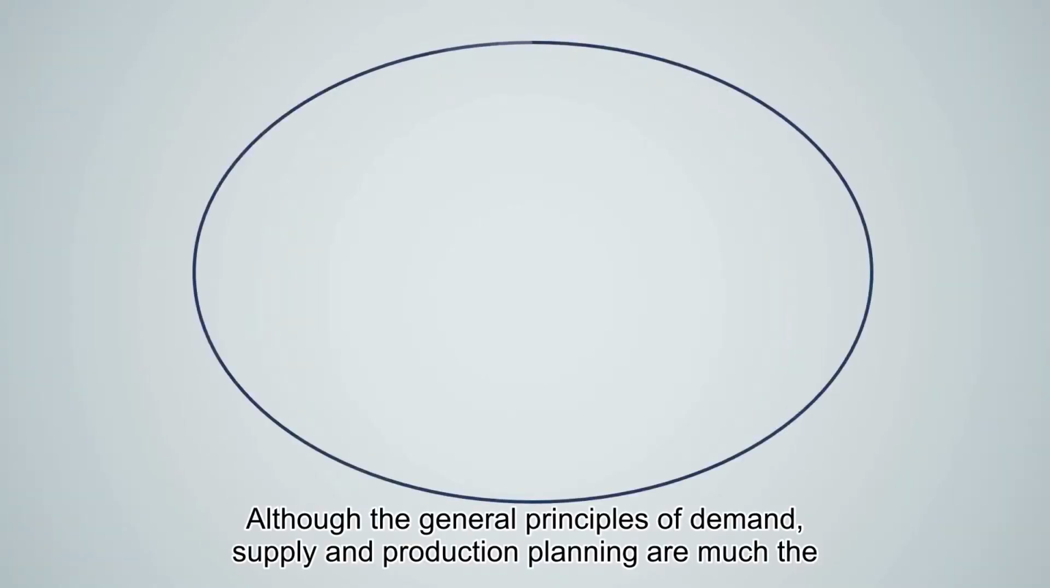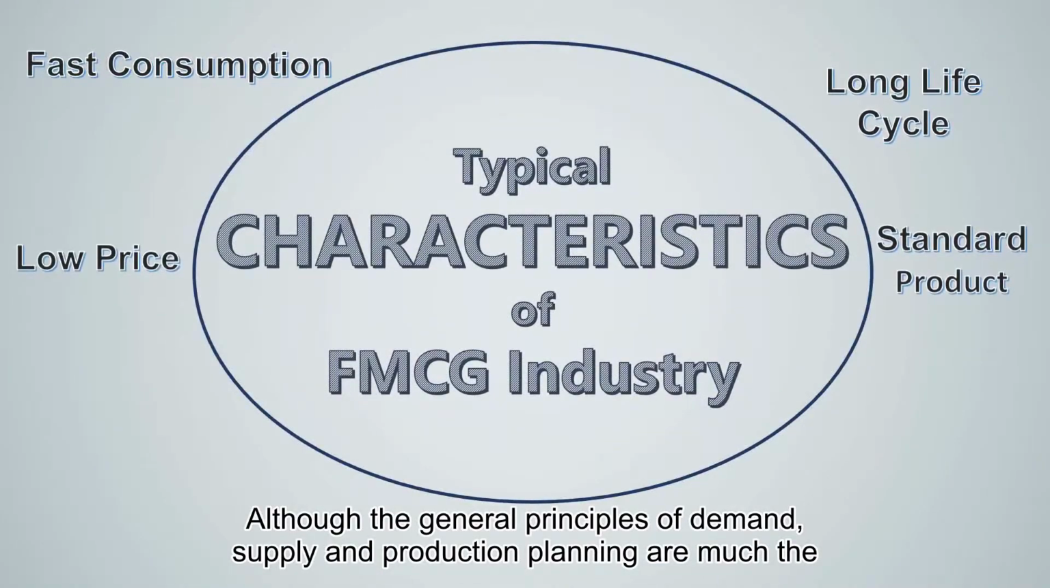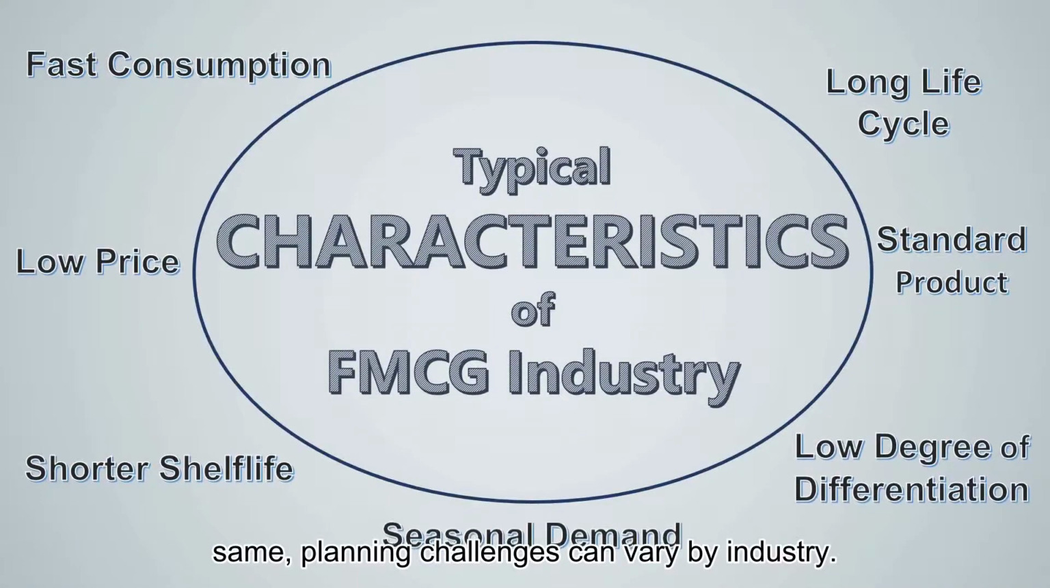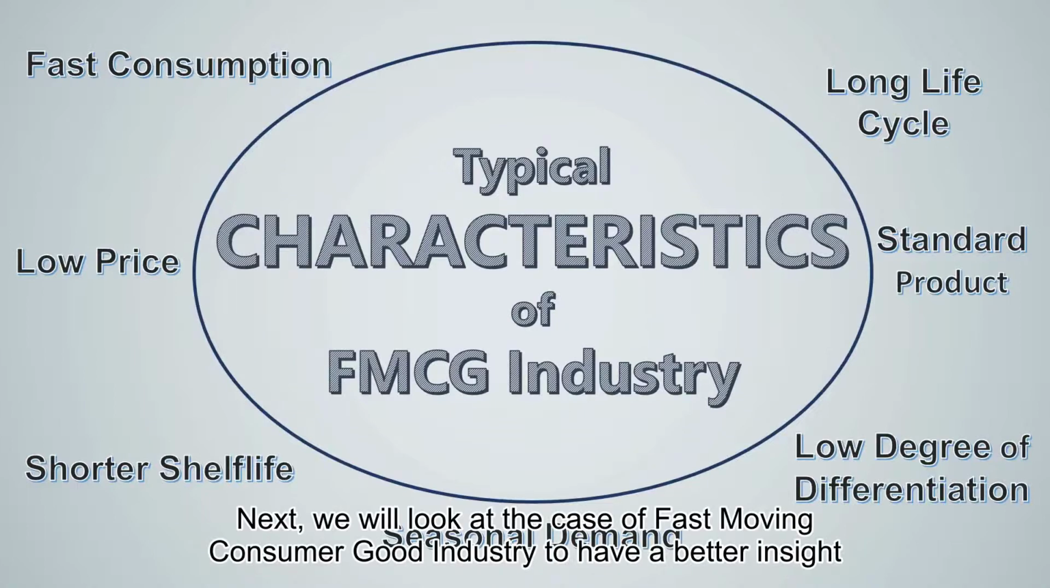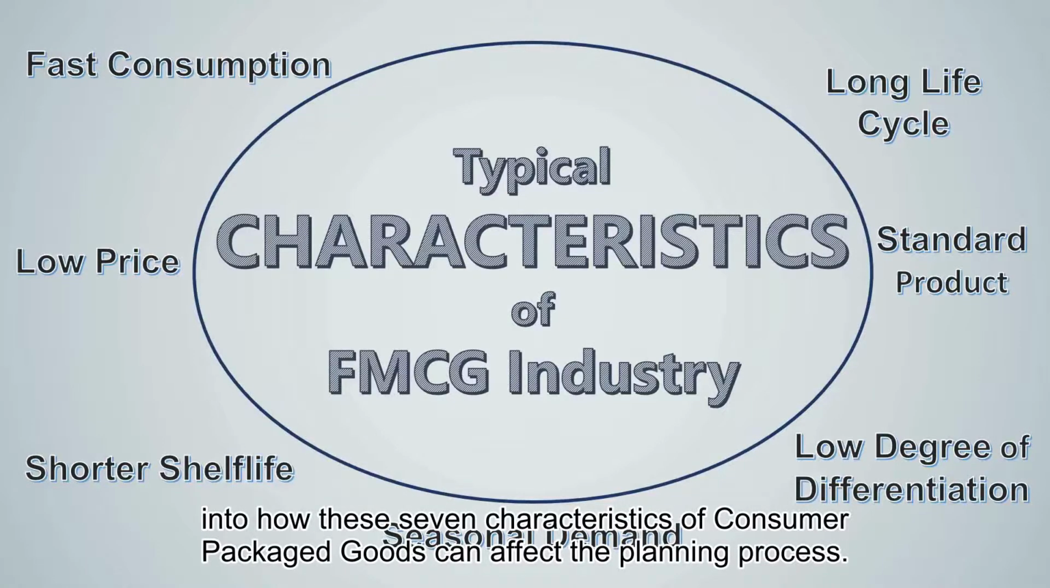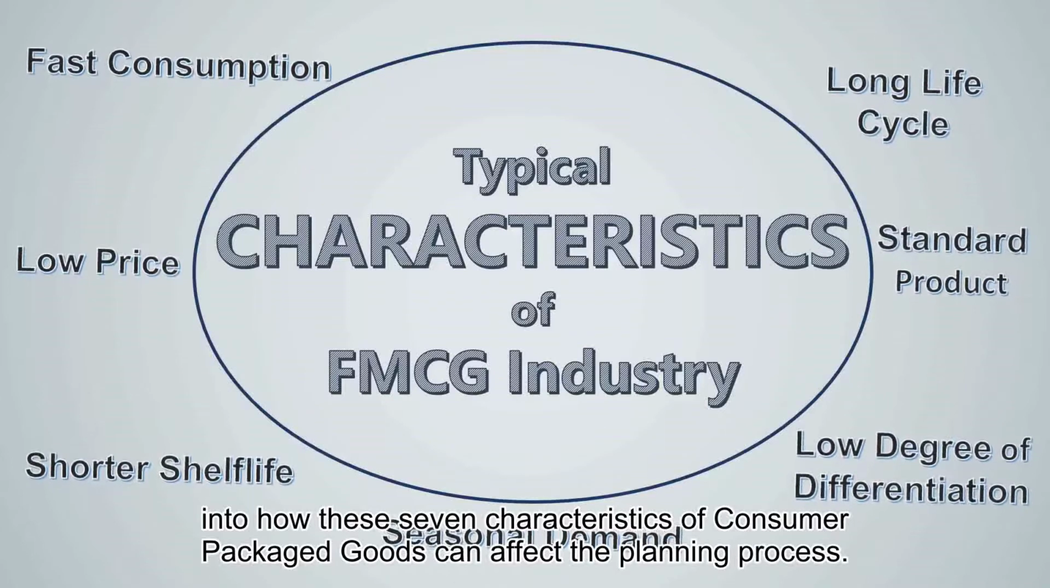Although the general principles of demand, supply, and production planning are much the same, planning challenges can vary by industry. Next, we will look at the case of the fast-moving consumer goods industry to have a better insight into how these 6 characteristics of consumer packaged goods can affect the planning process.